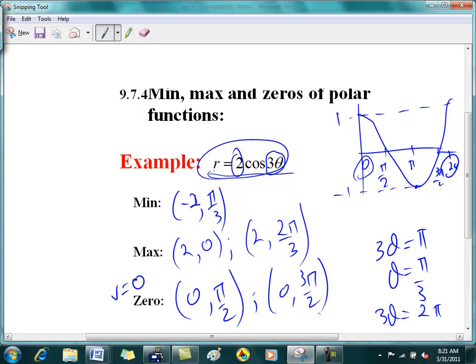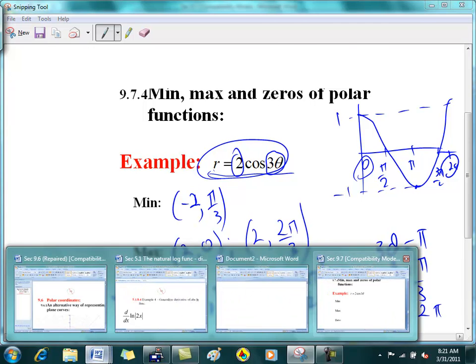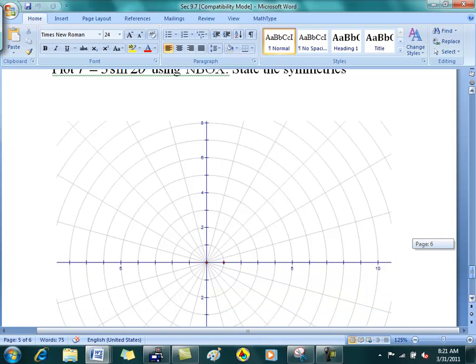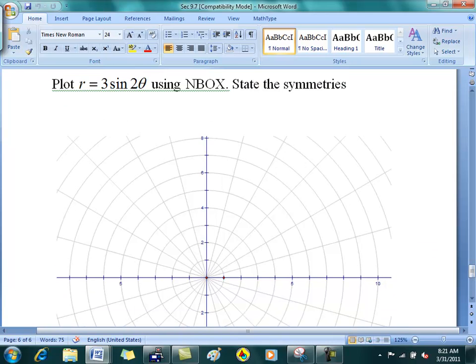Okay, so what I want you to do is graph this using your graphing calculator. Tell me the symmetries and tell me the min, max, and zeros of the function. Okay, you guys want me to write that down? Okay, I want you to, 1, tell me symmetries. So you can use your hand box, okay? 2, min, max, and 0. Okay?